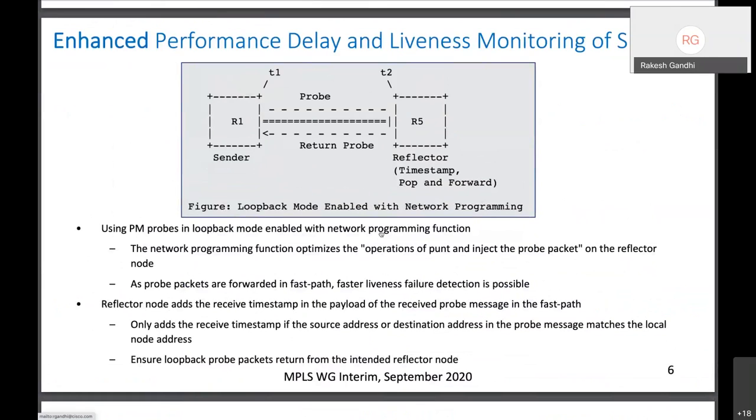And the loopback mode is enhanced for enhanced performance monitoring using network programming functions. This is to optimize the operation of punt and timestamp and inject the packets on the reflector node. They are forwarded on the fast path to detect any performance degradation or liveness failure very quickly. So in this mode, using the network programming function, the reflector node adds the receive timestamp in the payload of the probe messages in the fast path. It does this only if the address in the probe message matches the local address. This way, it ensures that the probe messages come back from the intended reflector node. Next slide, please.